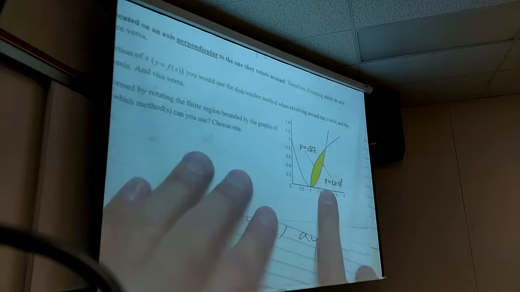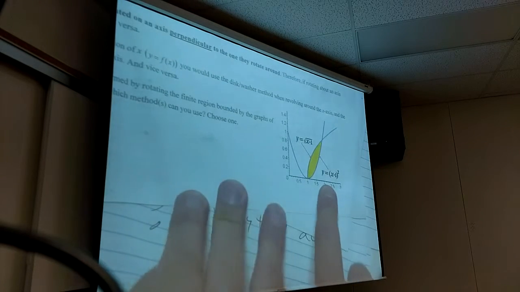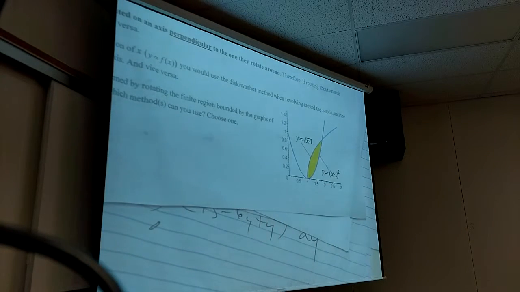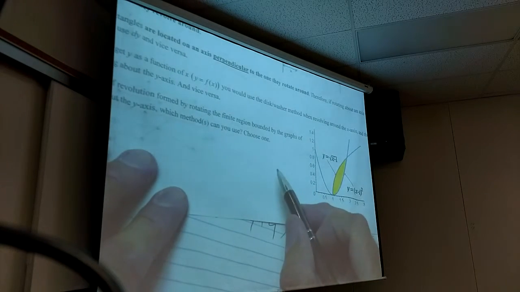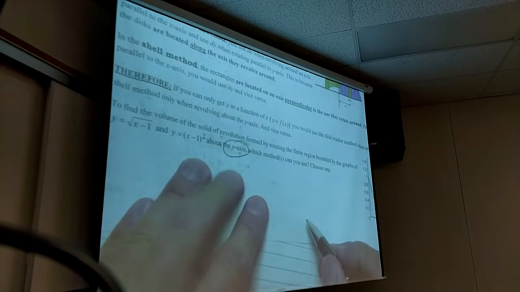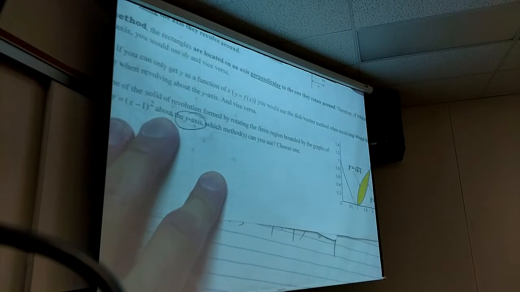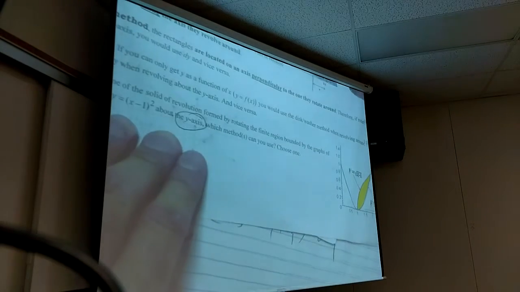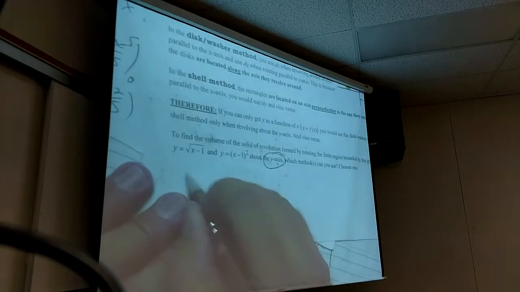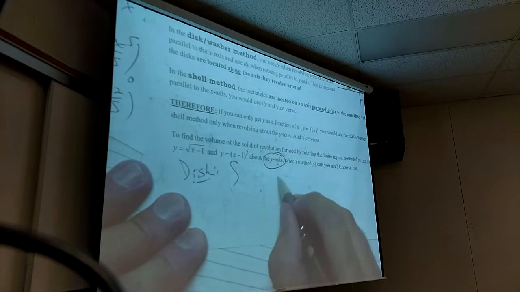Looking at this, it's not impossible to solve, but what are the functions in terms of as they're given to me? They're in terms of x. And I'm rotating around, what did I say here? About the y-axis. So if I didn't feel like changing those, if I wanted to use disk method, what would my integral have to look like? Integral d what? Rotating around the y-axis, so my disk method would have integral dy.